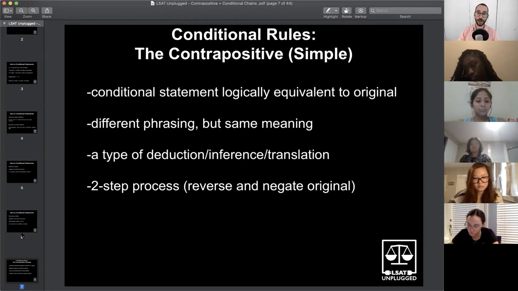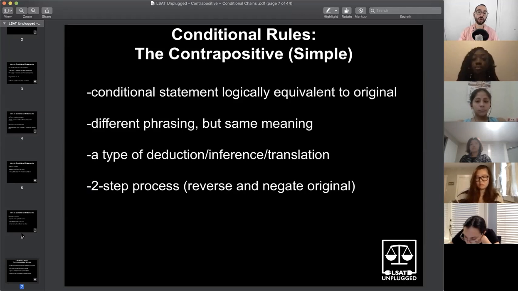So simple contrapositives, again, you're looking for a conditional statement logically equivalent to the original statement. It could be phrased differently. One might be positive, one might be negative, but they still have the same meaning. So X arrow Y is equivalent to not Y arrow not X. And of course, we'll get into examples on that, but they look completely different. Again, reversing things around the arrow and negating them, but same meaning, equivalent in the end.